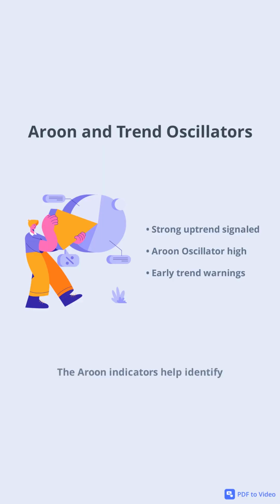The Aroon indicators help identify the start of new trends. ONDS's Aroon up is at 96, while Aroon down is at 48, resulting in an Aroon oscillator value of 85.71. This suggests a strong uptrend is currently in place. Trend oscillators like these can provide early warnings of trend reversals or continuations, making them valuable tools for active traders.